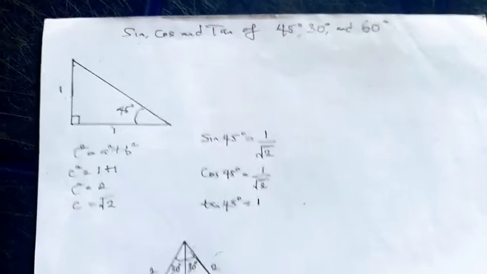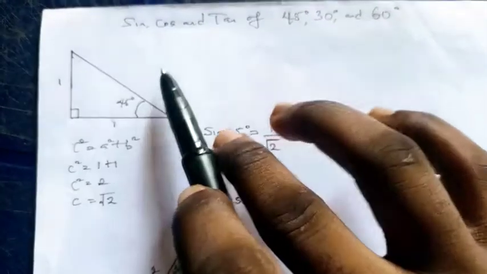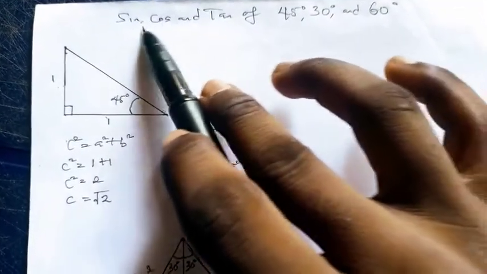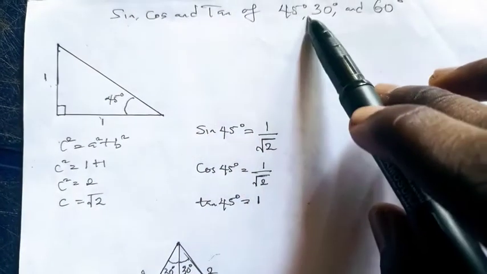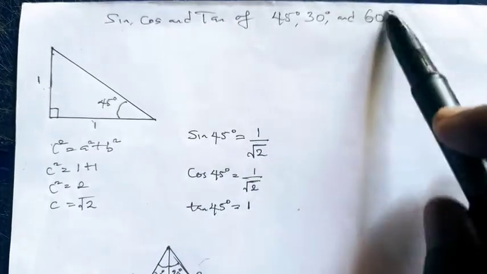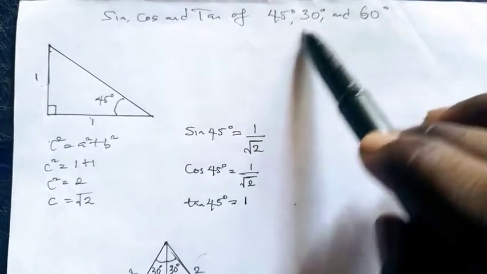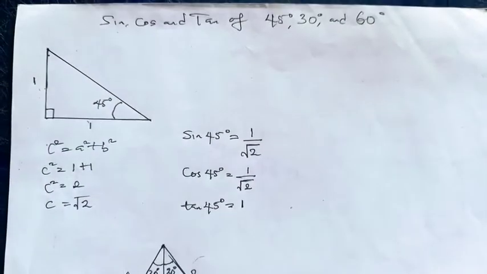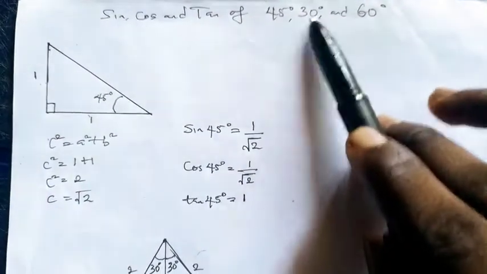So now we are going to be looking at the sine, cosine and tangent of 45 degrees, 30 degrees and 60 degrees. And these are called special angles. In a couple of minutes, I will explain why they are called special angles.